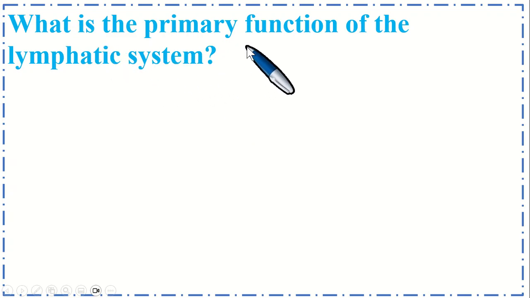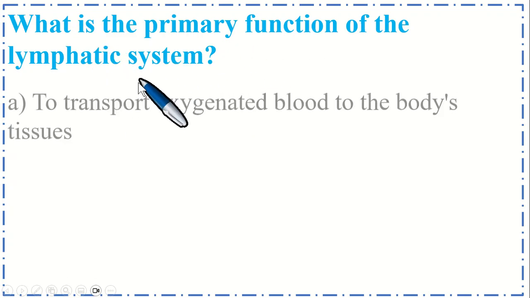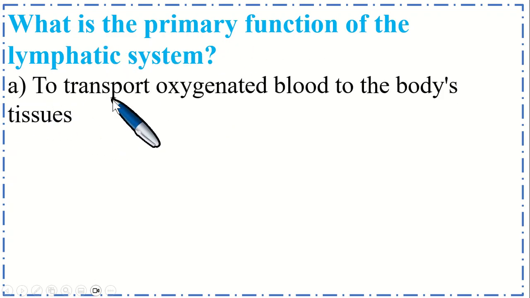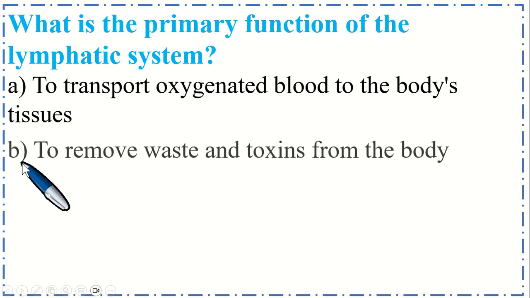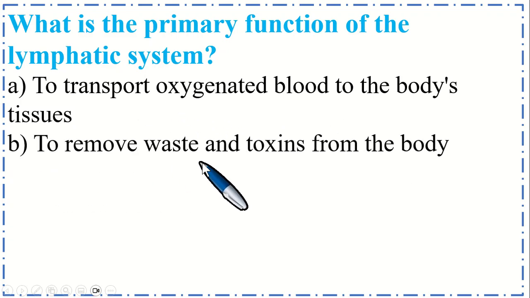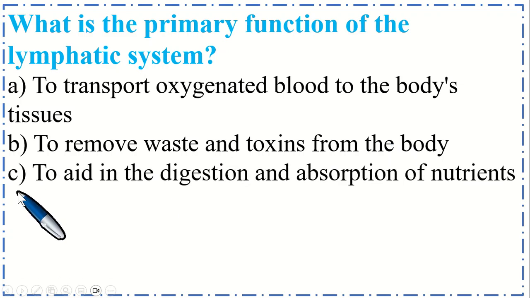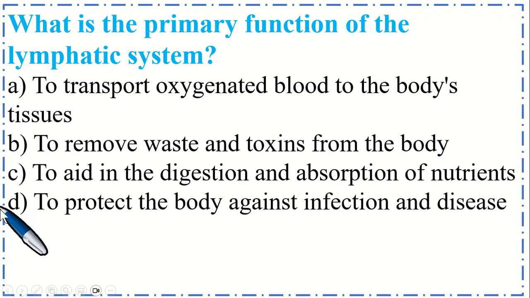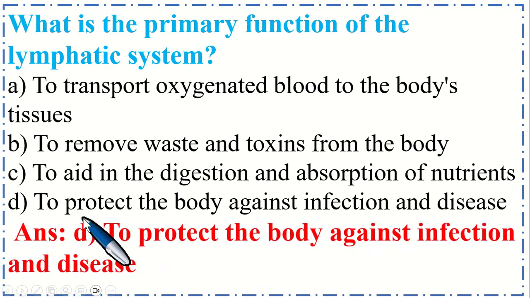What is the primary function of the lymphatic system? Option A to transport oxygenated blood to the body's tissue. Option B to remove waste and toxins from the body. Option C to aid in the digestion and absorption of nutrients and option D to protect the body against infection and diseases. So the correct option is D.